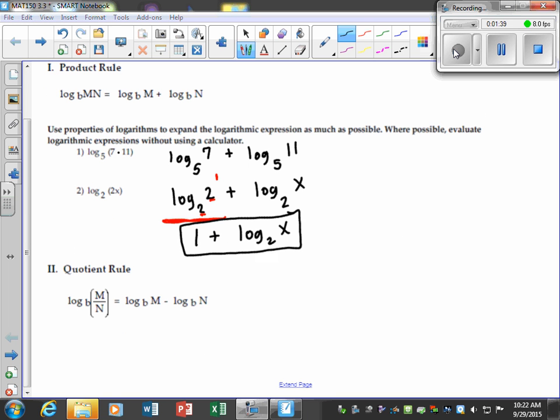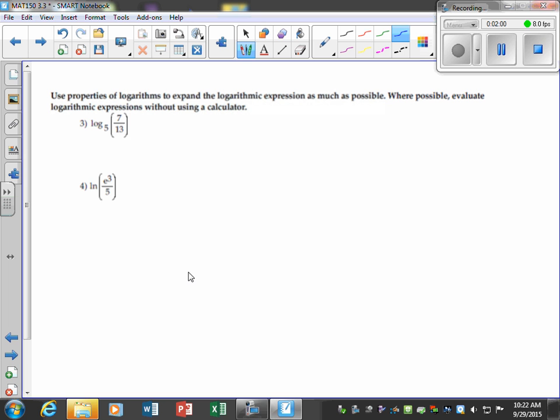Okay, so next we're going to look at the quotient rule. If we have an argument m divided by n, we can rewrite that using subtraction, as long as the base is the same. We always have to make sure that the base is the same to be able to use these properties. So don't forget to check that. So let's see some examples. I believe I have some on the next page.